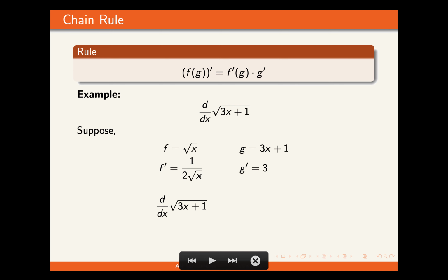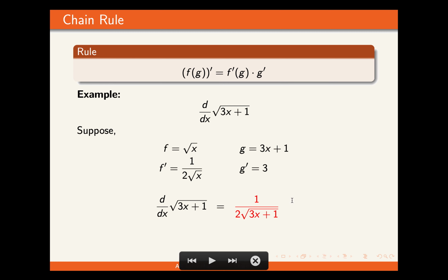We need to replace x here completely by this function 3x plus 1. So when we do that, we get 1 over 2. When you replace x by 3x plus 1, we get 1 over 2 times square root of 3x plus 1. So this is your f prime evaluated at g, so f prime function composed with g. That's how we have over here.